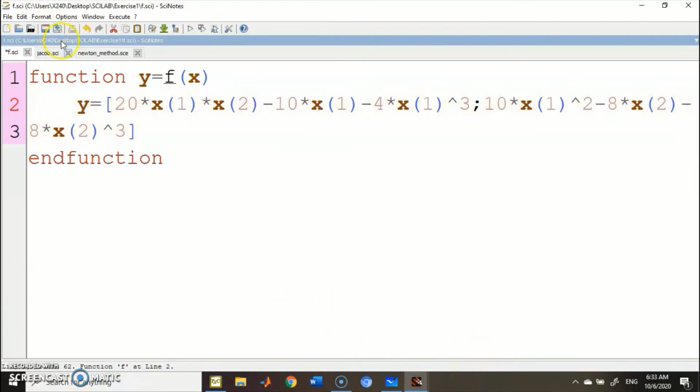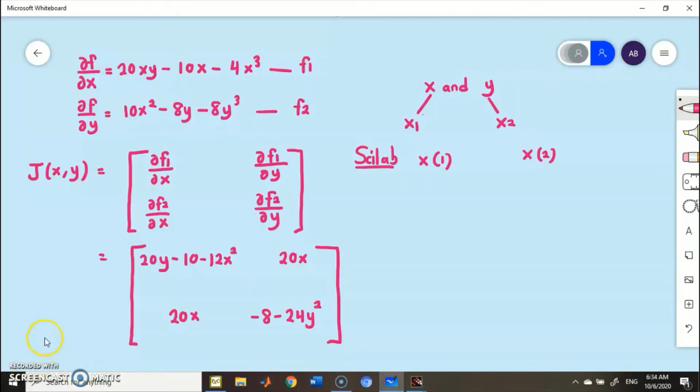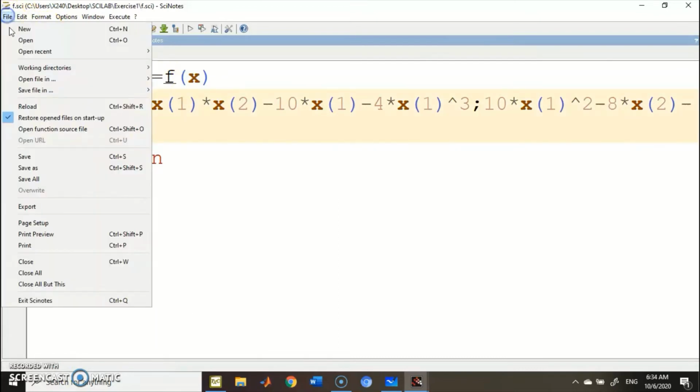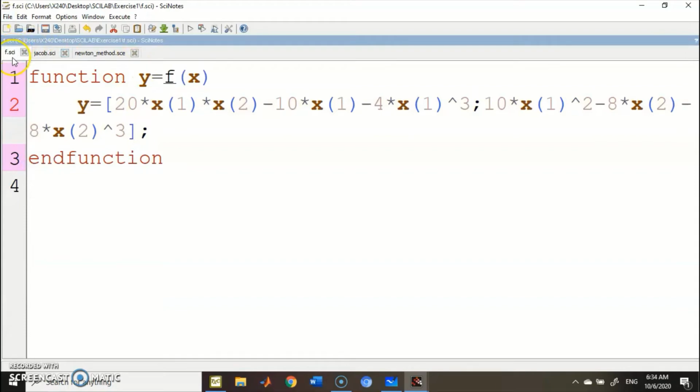Okay, so let's check. We have 20 times x1 x2, which is xy, minus 10 times x1 minus 4 times x power 3. And then move on with 10 times x2 minus 8 times y, which is my x2 power 3. Okay, so this is my function y, and save it as f. When you save, it will go as f.sci.